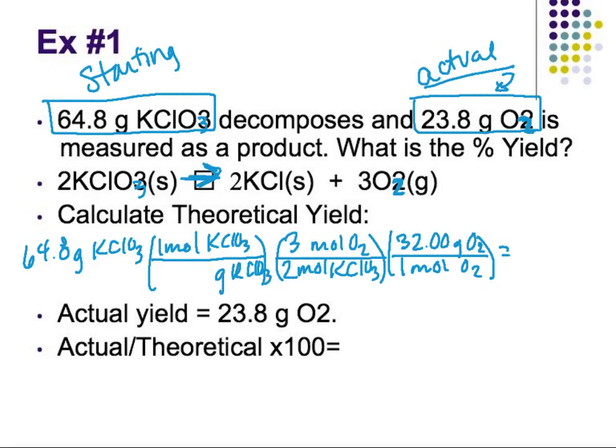All right. Calculating my mass of potassium chlorate, I look on my periodic table and I find potassium's mass is 39.10 plus chlorine's mass at 35.45 plus 3 oxygens gives me total mass of 122.55. All right. So 64.8 divided by 122.55 times 3 divided by 2 times 32 gives me 3 sig figs, and those 3 sig figs are 25.4.